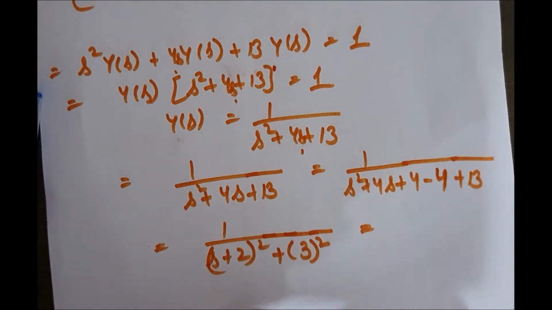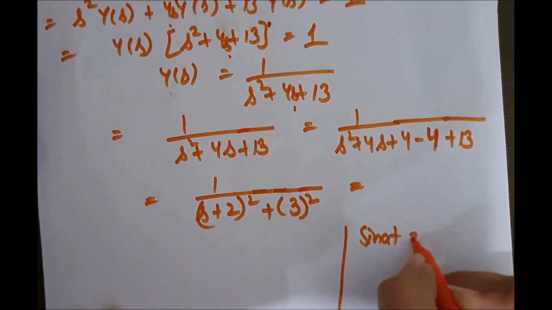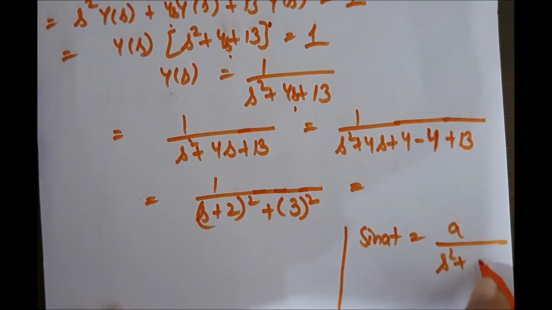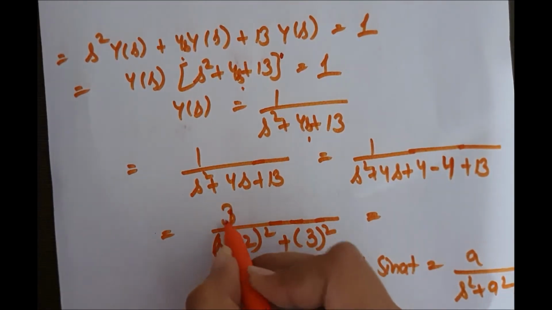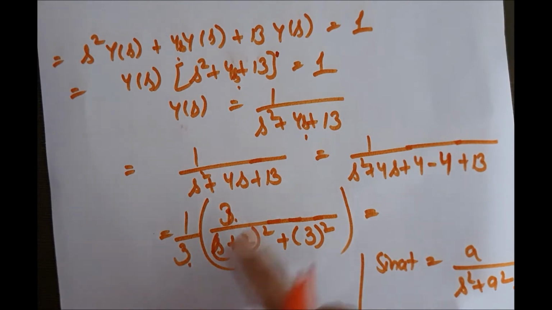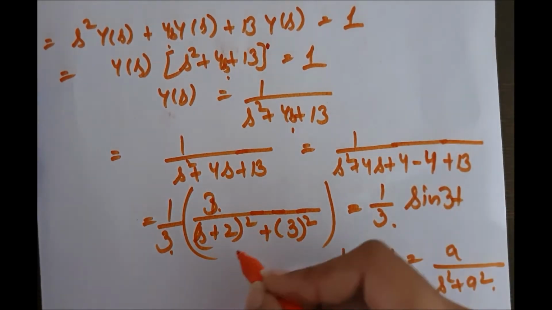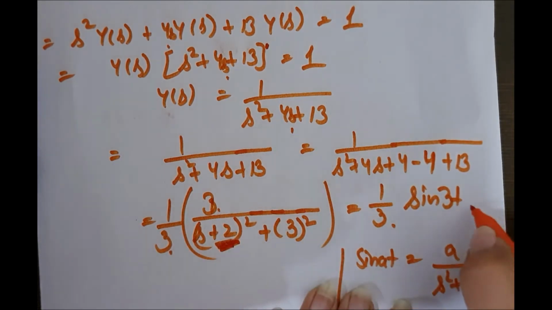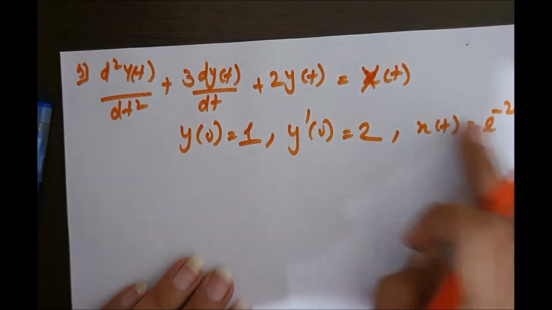Now to convert this function into sin at, what is sin at? Sin at is a upon s square plus a square. Now to convert this function into sin at, we have to multiply and divide it with 3. It will be sin 3t, and due to frequency shifting property, it will be this. So answer comes out to be this. So this is the second example.